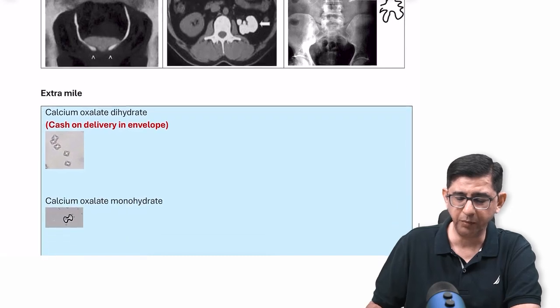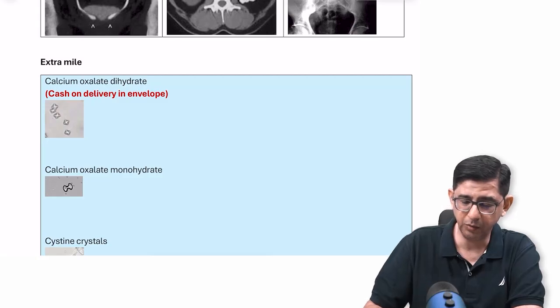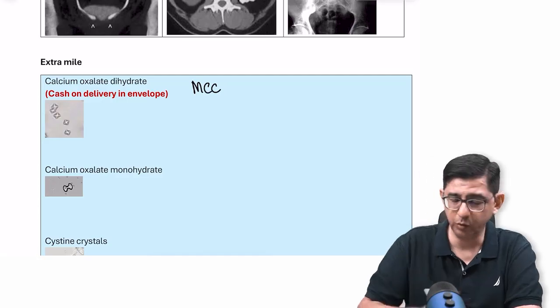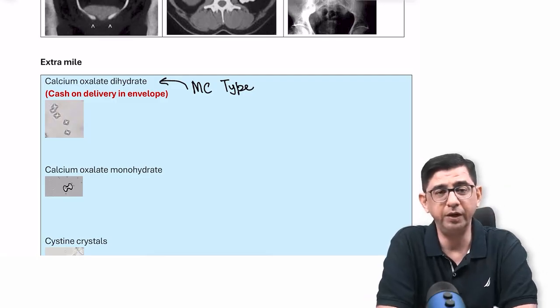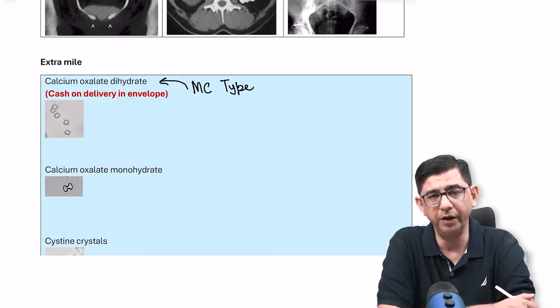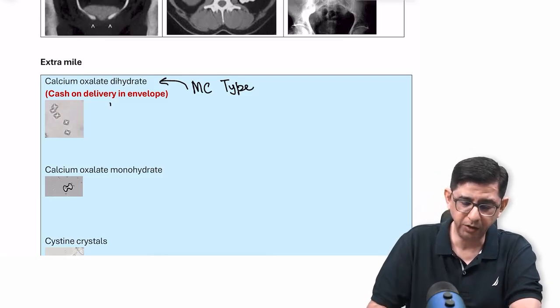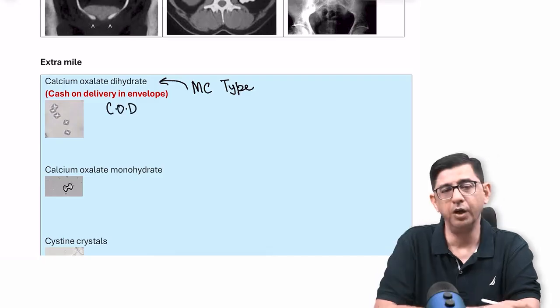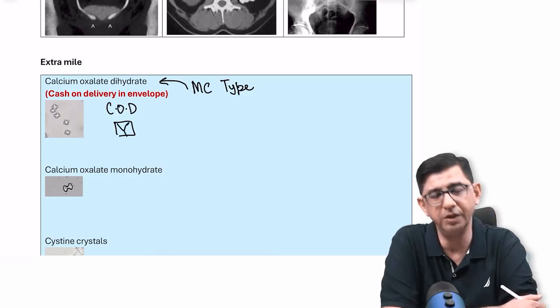And then they've asked about urine microscopic examination where we could be having calcium oxalate crystals. The most common cause of hematuria happens to be kidney stones. And the most common type of kidney stone happens to be calcium oxalate. This calcium oxalate is again of two varieties, calcium oxalate dihydrate and monohydrate. So remember COD, cash on delivery. If cash on delivery is occurring, it occurs in an envelope. So you can see these envelope-shaped crystals which are present here for calcium oxalate crystals.